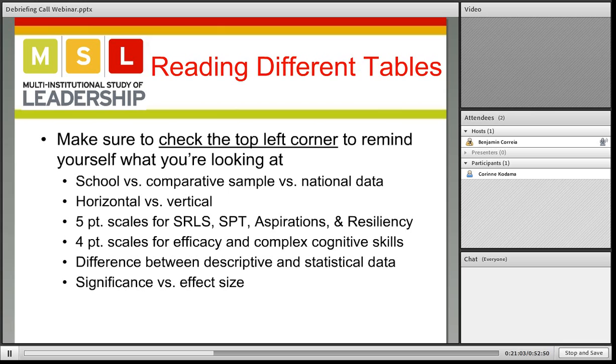The other thing you want to think about when you're looking at your report is the difference between descriptive data and statistical data. Descriptive data is just the raw numbers. For example, one group might have a 3.5 and another group might have a 3.3, so you can see that one group has higher scores than the other. However, what we are most concerned about is data that is statistically significant.